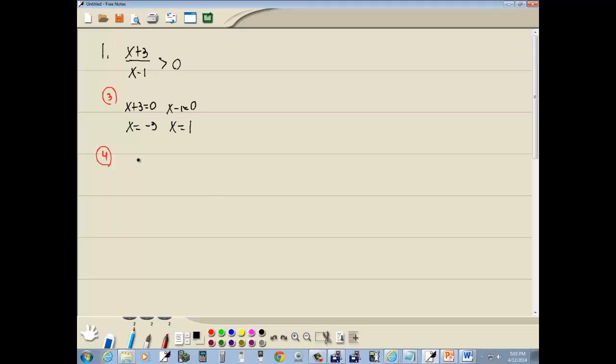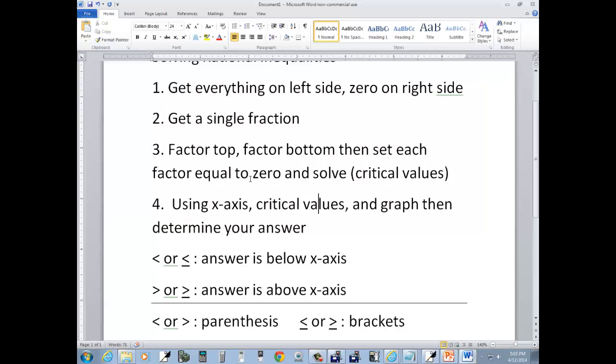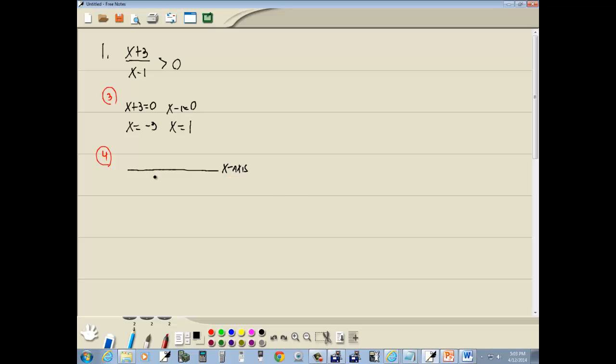Step 4, using the x-axis. So here's the x-axis. Our first critical value is negative 3. So I'll put negative 3 here, and I'll put 1 here. Now the critical values should go from smallest to largest, and they split this into intervals. So this negative 3 splits an interval, and this 1 does also. Clear over here is negative infinity, and clear over here is positive infinity. So this first interval is negative infinity to negative 3. The second interval is negative 3 to 1. And this last interval is 1 to positive infinity.